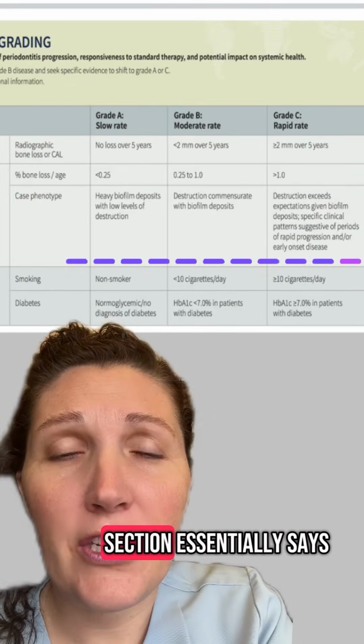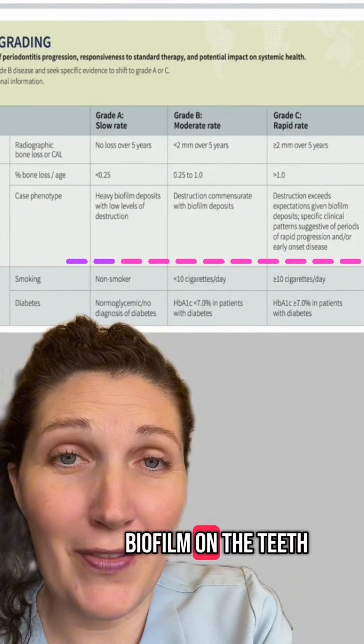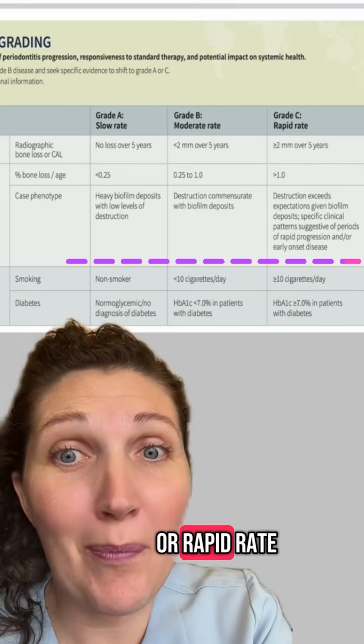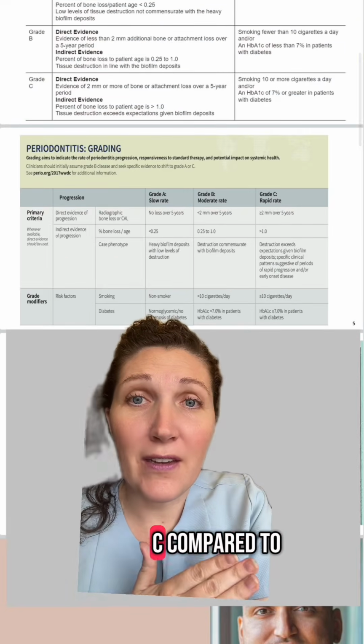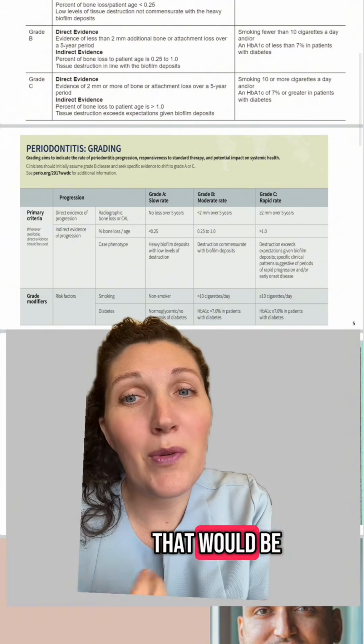The case phenotype section essentially says, you know what, this patient has very little biofilm on the teeth, but they have an excessive amount or a rapid rate of bone loss. That would be C. Compared to a person where, yeah, they have heavy biofilm deposits, this makes sense. That would be an A.